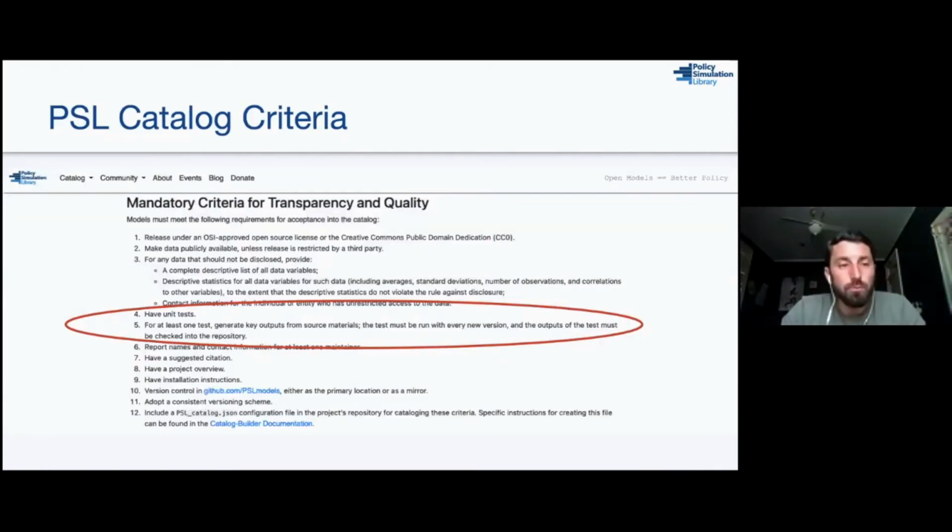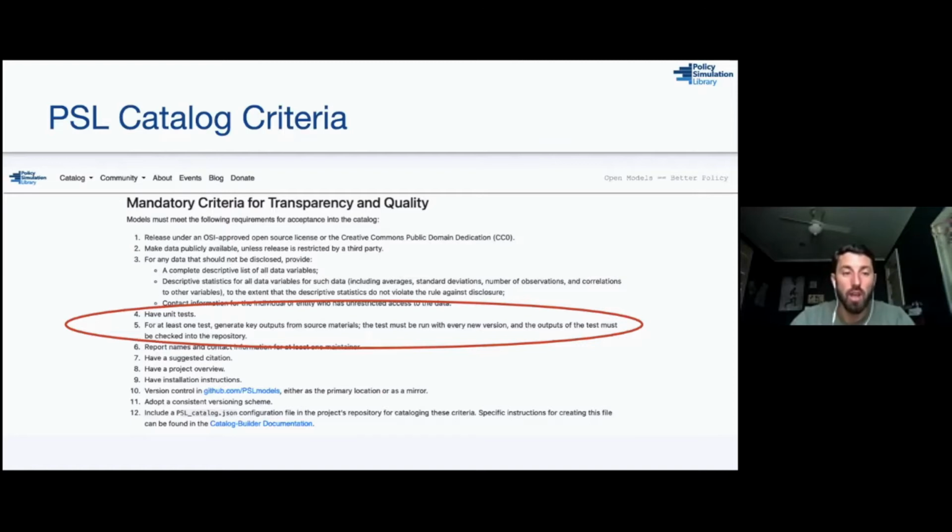All right. The Policy Simulation Library's catalog criteria require unit tests of models, right? So the PSL Leadership Council is coming down on the side of, there are pros and cons to unit tests, but the pros outweigh the cons, right? Because we think for these open source projects, and for projects that we want to be accurate and replicable, they need to have some degree of testing.